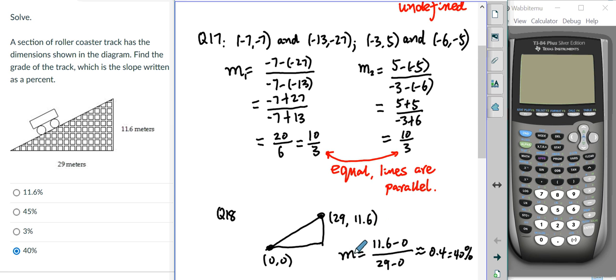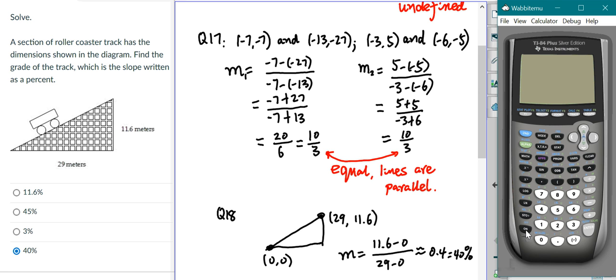By the definition of the slope, rise over run, the rise is the vertical distance, 11.6 is the height, minus this y. And then the horizontal distance is 29, that's this part. So 29 minus 0. We can use our calculator to find out. Turn on your calculator, and you see 11.6 divided by 29, which is 0.4.